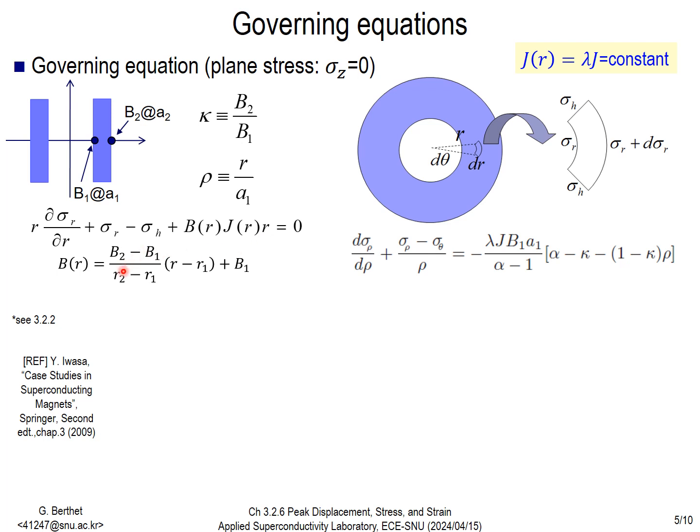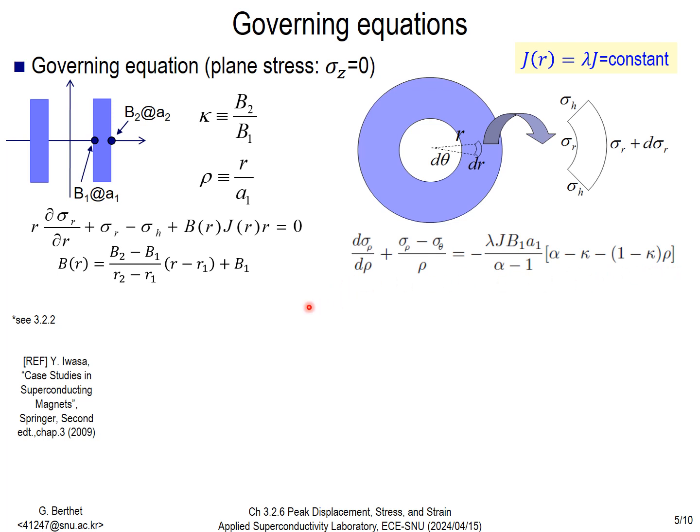Here we consider that the field changes linearly with the radial distance and define the function as this one. Using some parameters, we can use the dimensionless variable rho that is defined by this ratio, and also kappa, which is the ratio of the inner and outermost fields. Using the functions we defined and the dimensionless parameters, we get the governing equation with the stress as a variable.